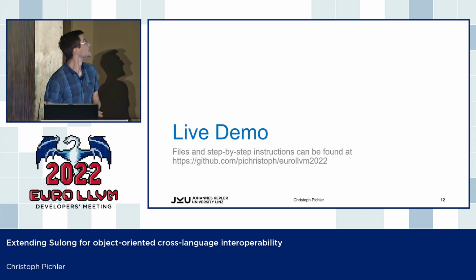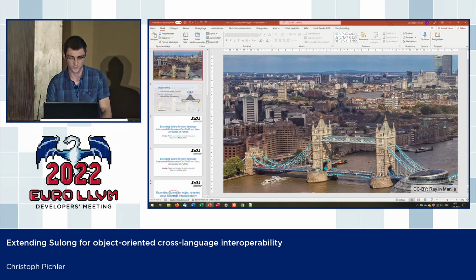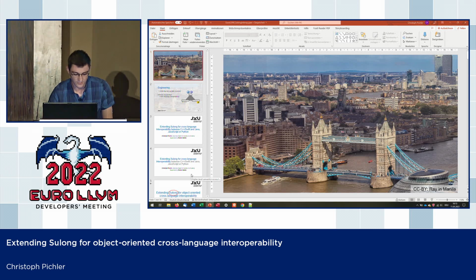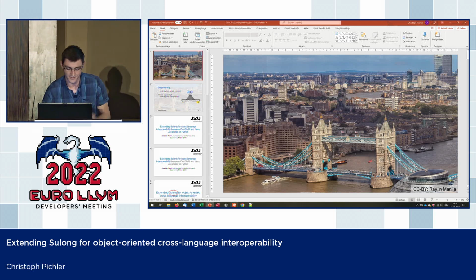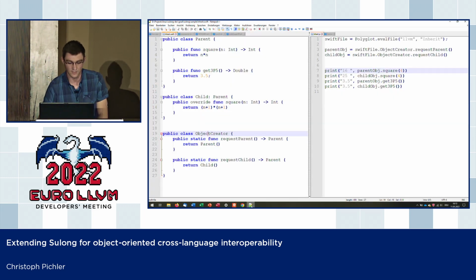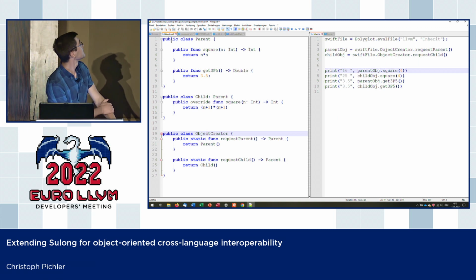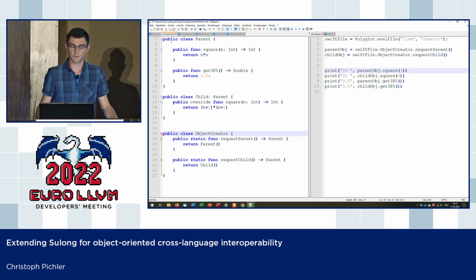So maybe enough slides, at least for now. So we're doing a live demo now. You can find everything at the GitHub link provided if you want to check it for yourself. So we have the Swift file on the left here with our child class and the parent class, and both have an implementation of square.